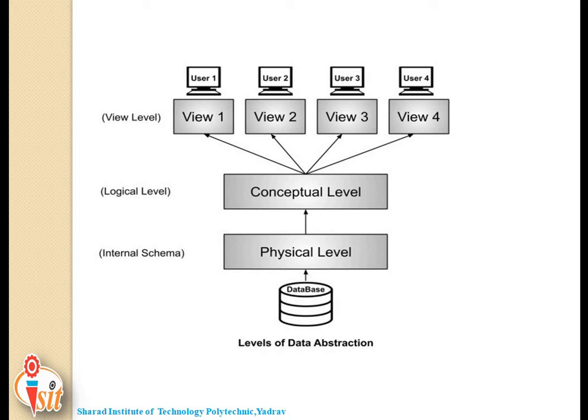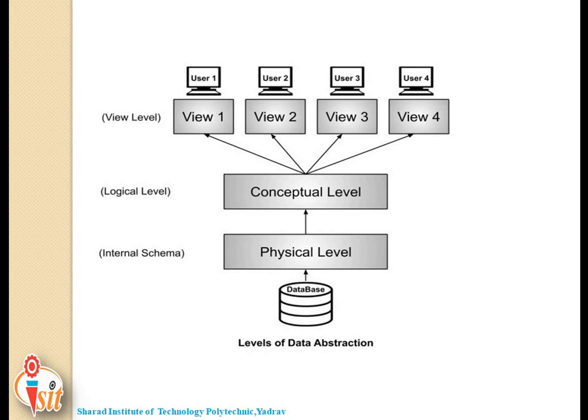The next one is the logical or conceptual level. It is the next highest level of abstraction. After the physical level, you can use the logical level for abstraction purposes. In the physical level, you see how the data is stored, and in the logical level, it describes what data are stored and what relationships exist among those data. This level is also called the database administrator level.